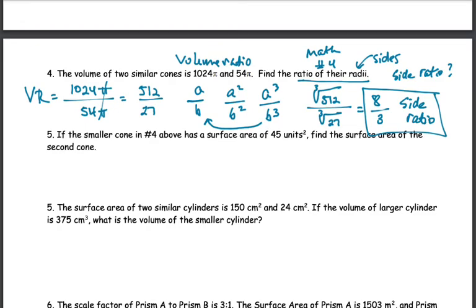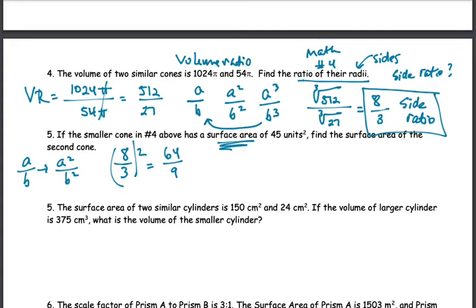Okay, let's do number 5. If the smaller cone in number 4 above has a surface area of 45 units, what is the surface area of the second cone? So if I'm trying to find surface area, I have to have an area ratio. So again, I've got the side ratio, and I need to convert it to the area ratio. My side ratio is 8 over 3. If I want to change it to an area ratio, I have to square it. So that's going to be 64 over 9.